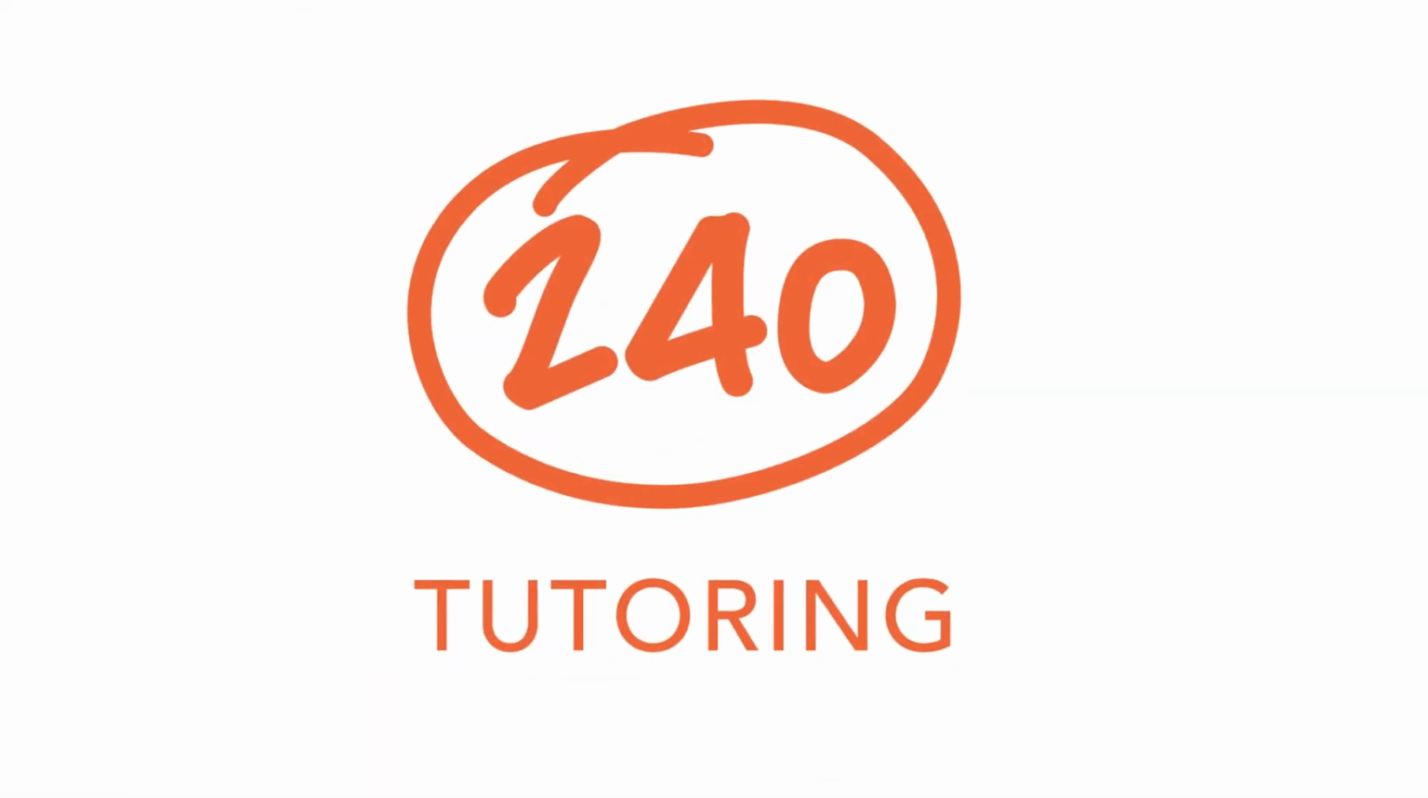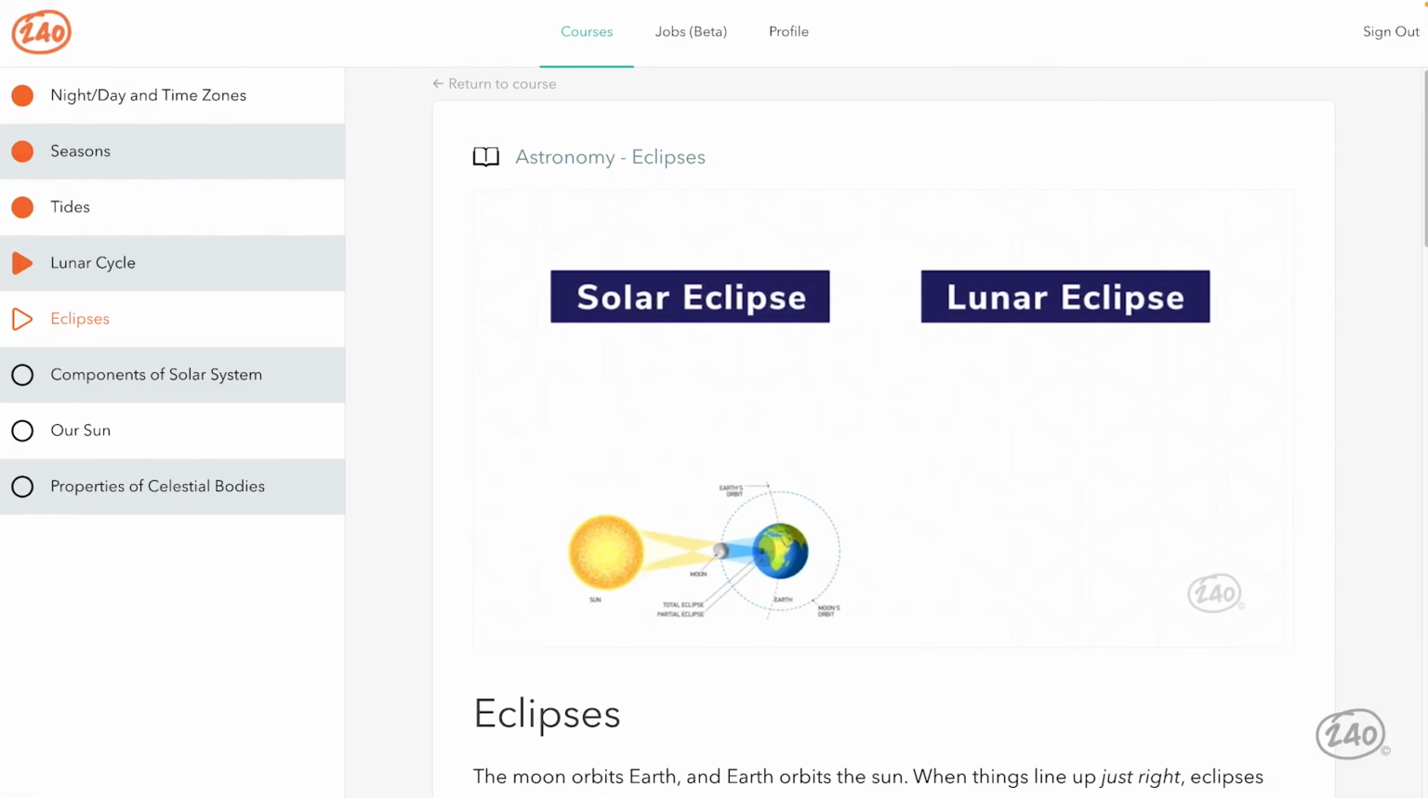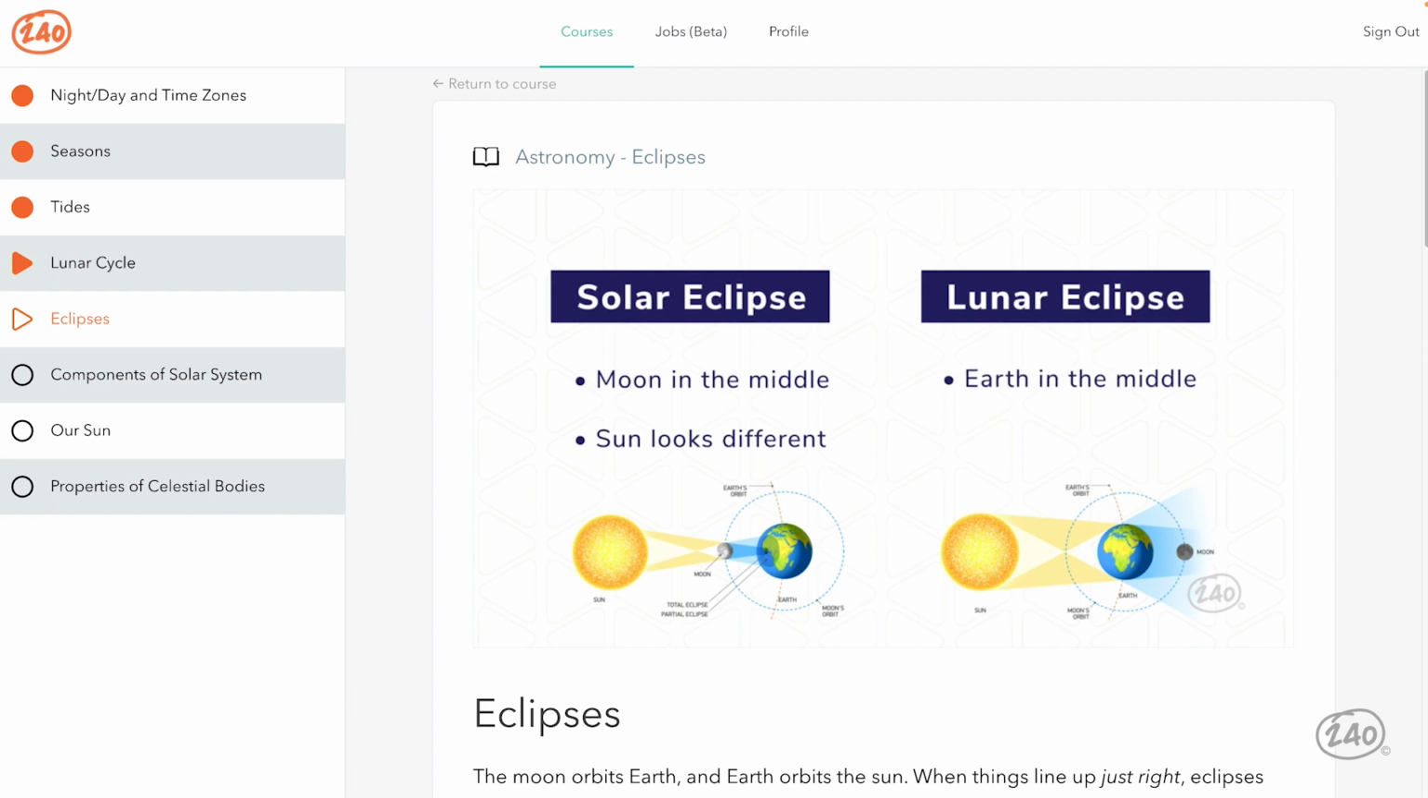Okay, let's get into the movement of the solar system, specifically eclipses. I have just a thing to show you. Let's take a peek inside the study guide. Solar eclipses have the moon in the middle and affect the way the sun looks. Think solar equals sun. Lunar eclipses have the earth in the middle and affect the way the moon looks. Think lunar equals moon.